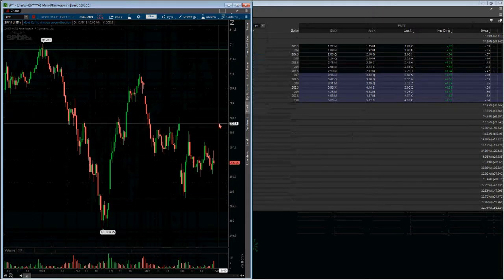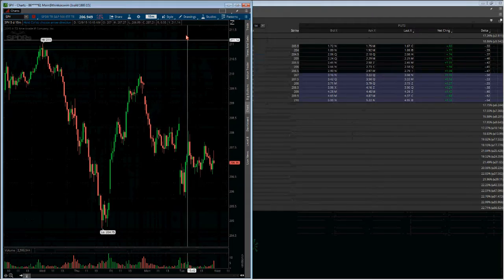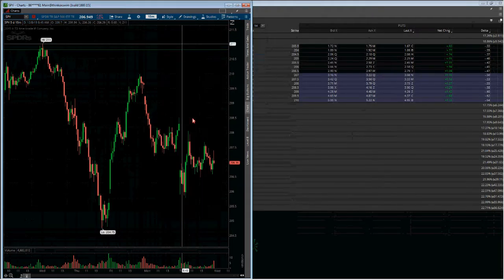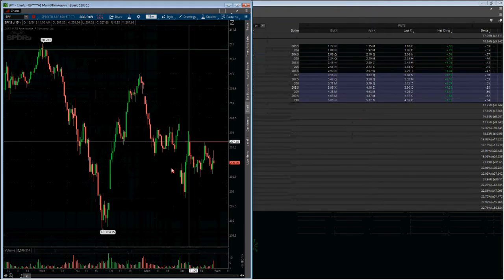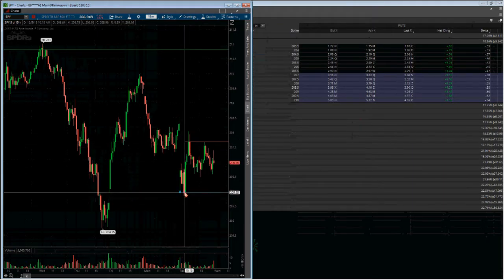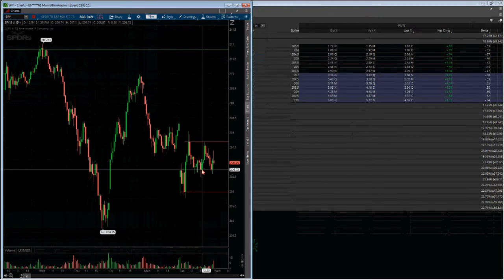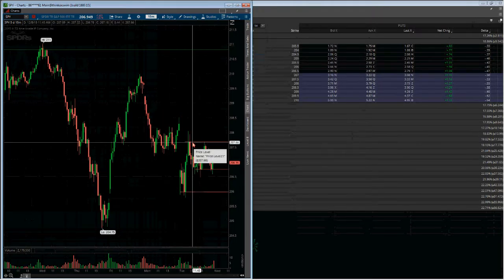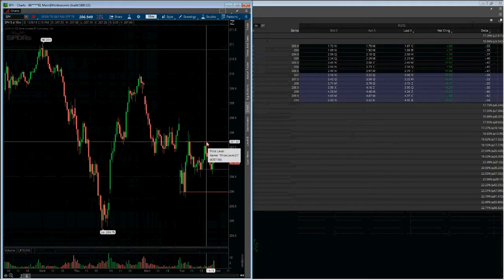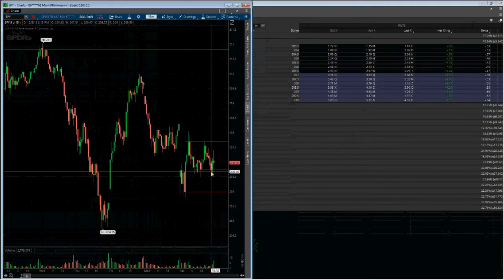Here I've got the SPY on a 15-minute chart, okay? And we know today that basically it did a little something something, but really the end result was it ran up, it double topped, and it double bottomed, right? It defined a consolidation range, didn't it?